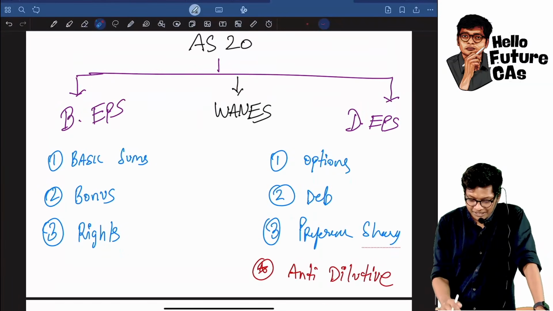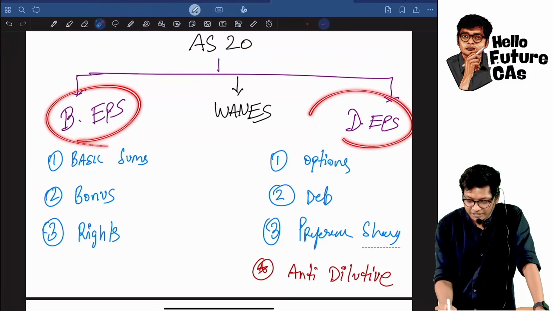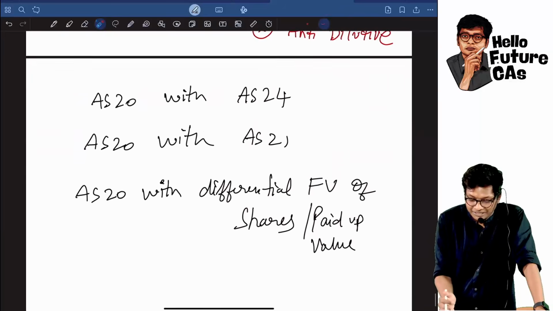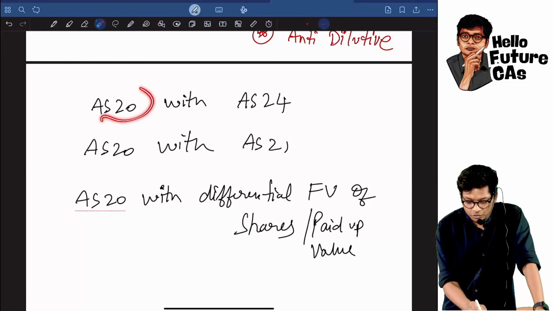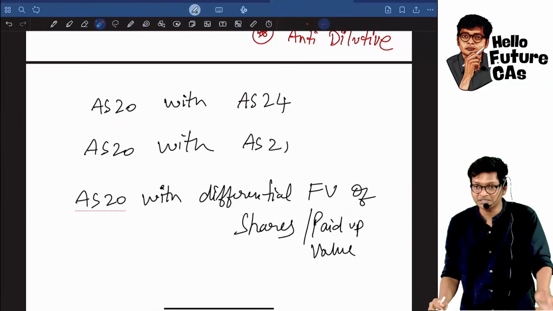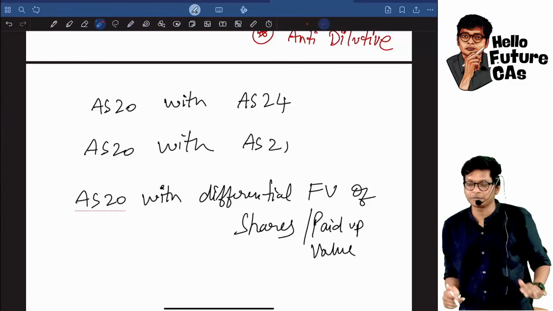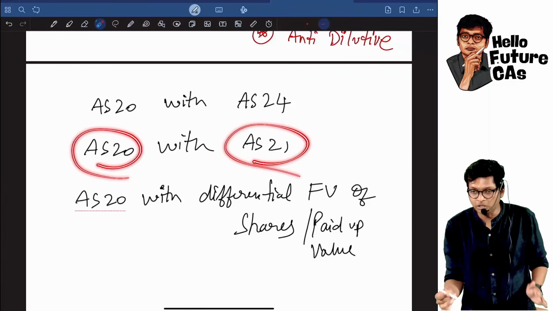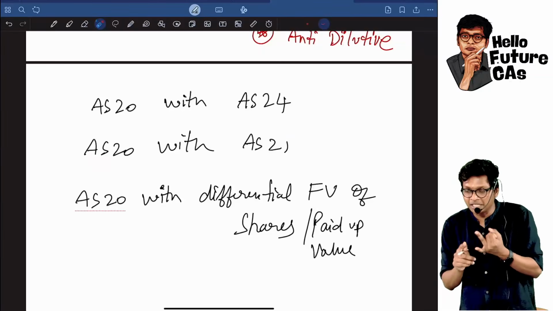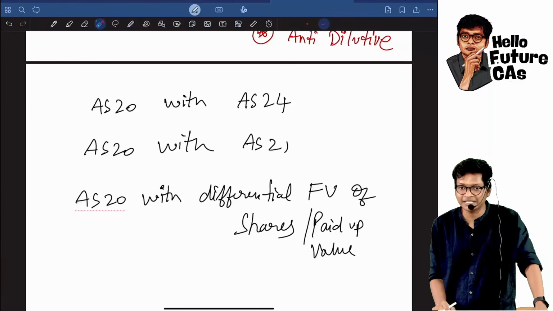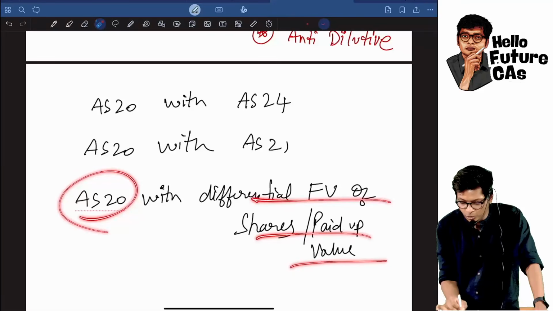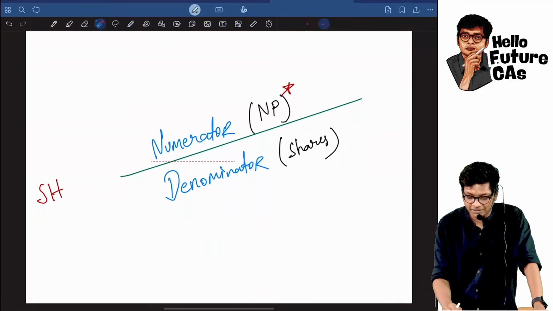And then once I finish basic EPS and diluted EPS, only then I can do AS20 with AS24, because this has basic EPS, diluted plus AS24 concepts. This AS20 with consolidation has basic, diluted and consolidation concepts. Are you getting it, guys? And this differential, I will do in the starting itself. Are you following? This is going to be the order.